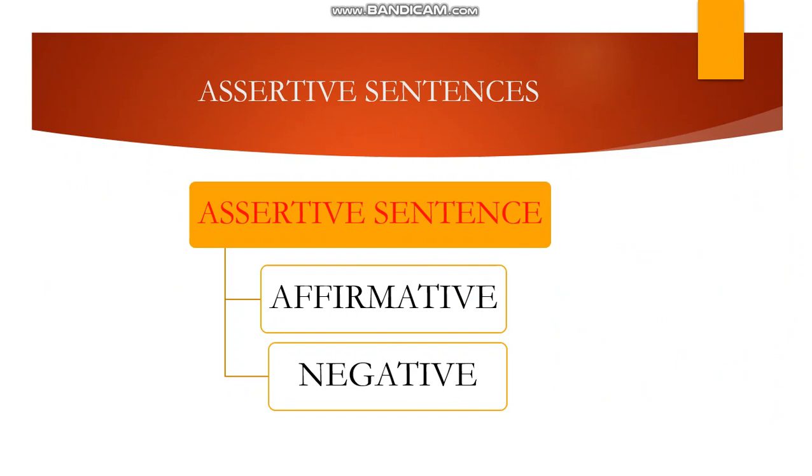Assertive sentences or the declarative sentences can be divided into 2, affirmative and negative. For example, if I say, he does his work, it's an affirmative or positive sentence. He does not do his work. It's a negative sentence.